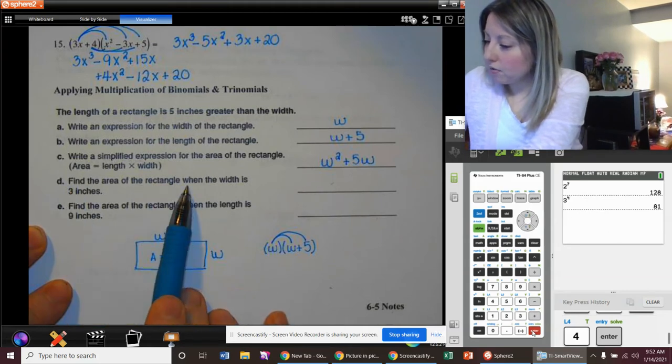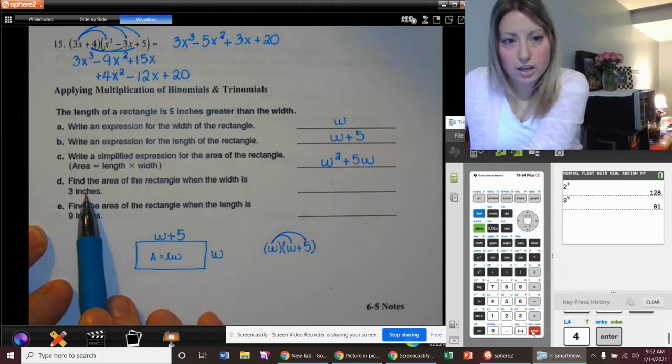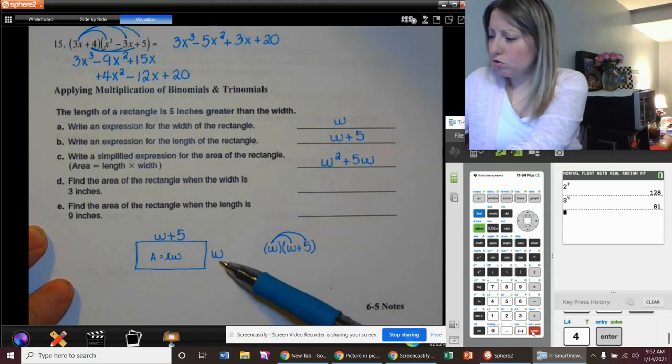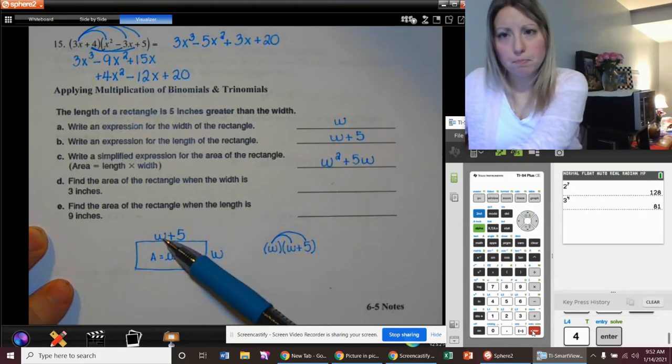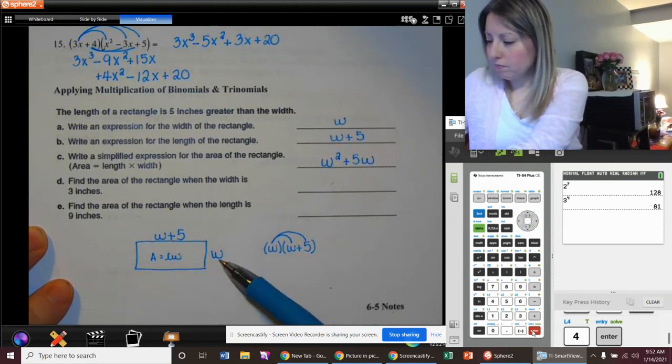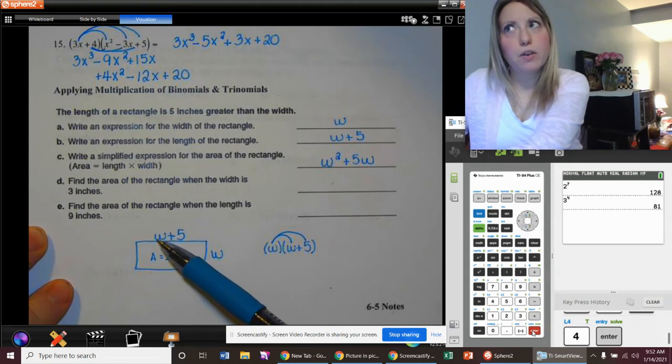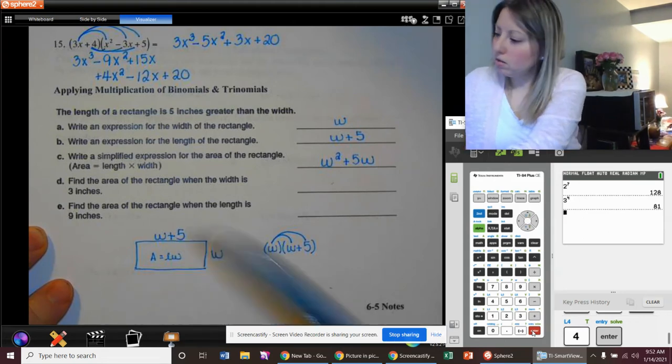Find the area of the rectangle when the width is 3. Well, that's pretty easy, right? Because you just put a 3 here and a 3 here. So 3 times, well, let's see, what's 3 plus 5? 8. What's 3 times 8?